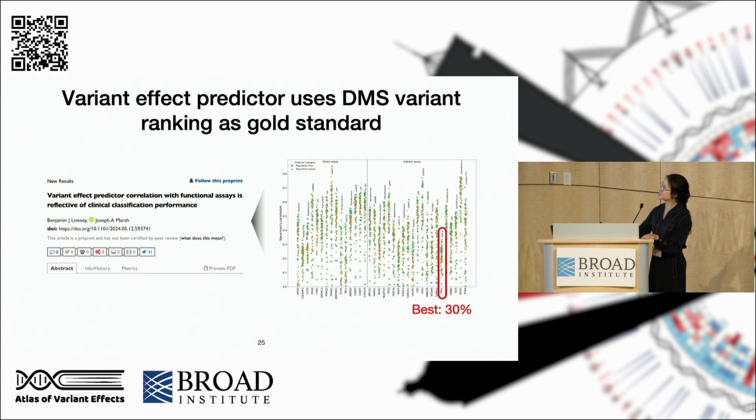And I just want to make another note here, because I know there are also computational people in the audience, and we build a lot of variant effect predictors. And it usually either uses ClinVar data to compute the AUC curve, or they use DMS variant ranking as the gold standard.